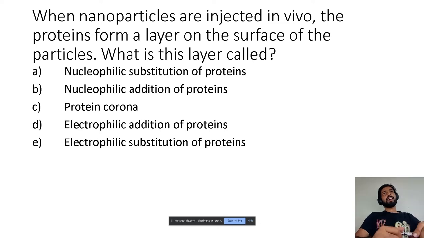Okay. So basically, they're asking, when nanoparticles are injected, there's this protein layer that forms on the surface of the particle. What is this layer called? Protein corona. Okay. Any other guesses? Yeah, so it is protein corona. Nucleophilic substitution, nucleophilic addition, electrophilic substitution, all this does not make sense in terms of adsorption, right? Those are synthesis and chemical reactions between molecules, so it does not really make sense.